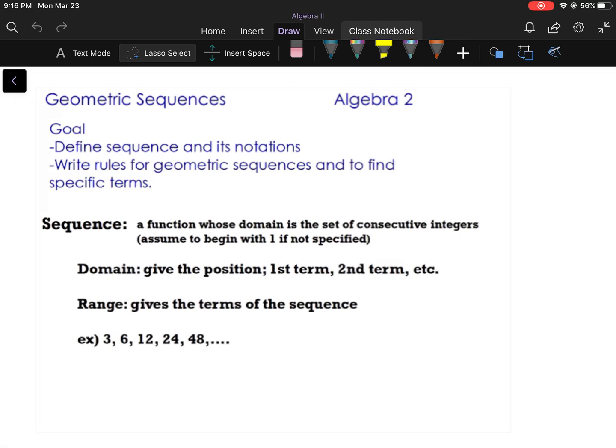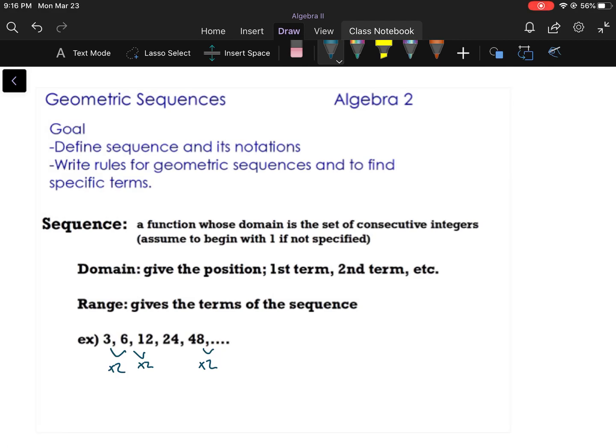So my sequence here is 3, 6, 12, 24, 48. What's happening is that we're taking these numbers and multiplying them all by 2. So you could get the next number in the sequence by multiplying the last number by 2. Now, this is a certain form of a sequence we'll talk about a little bit.